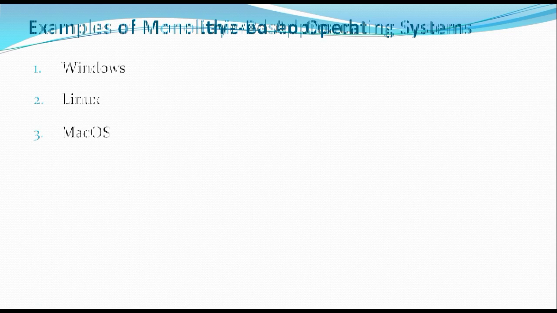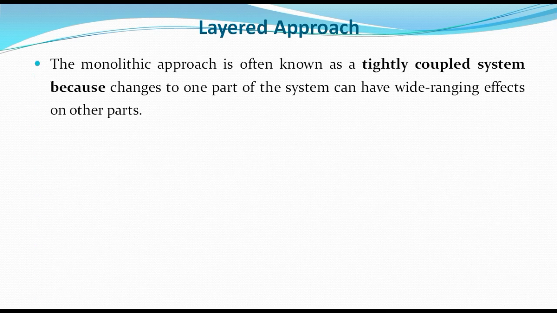So examples of monolithic operating systems are Windows, Linux, and Mac OS. There are some disadvantages in this monolithic approach, because in the monolithic structure all the functionalities are wrapped in a single file. Therefore, the next solution for the operating system structure is used: the layered structure.